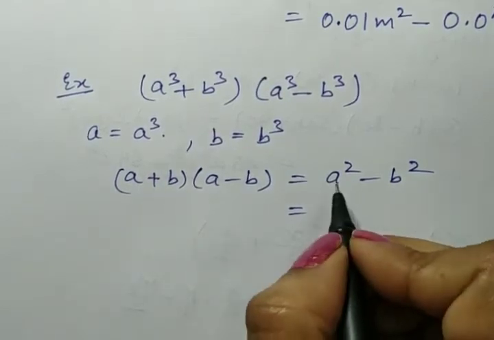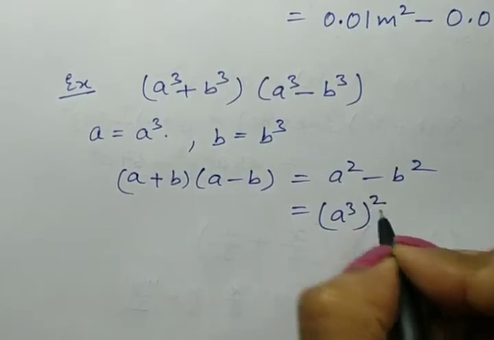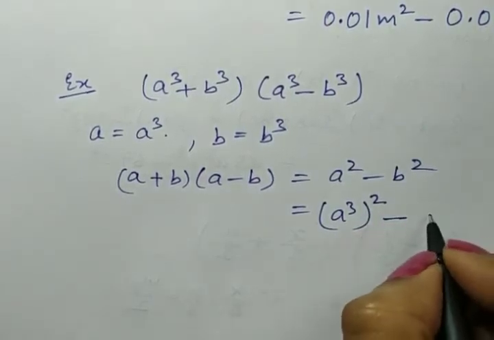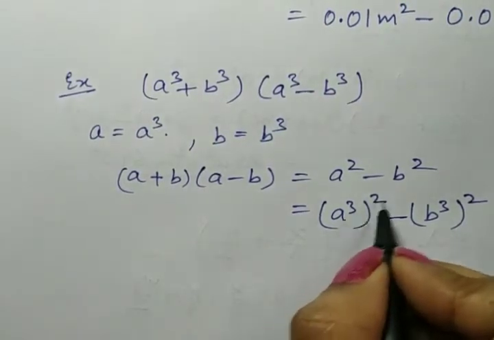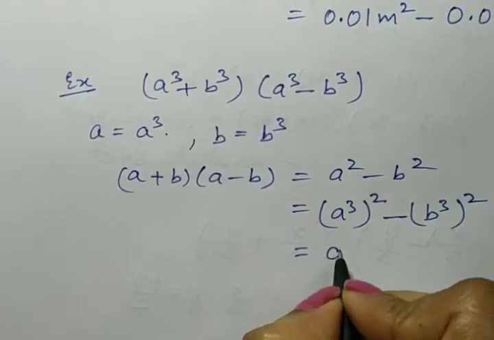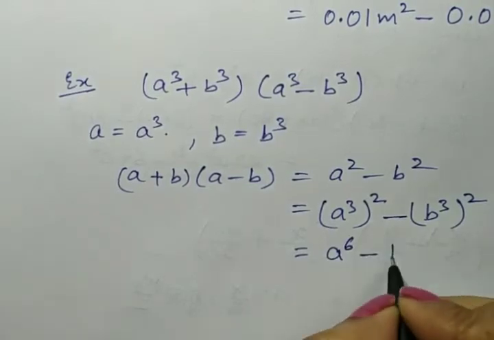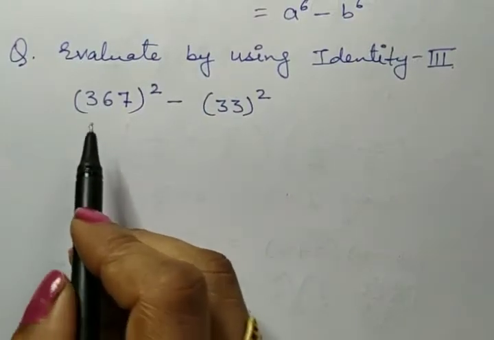Put the value of a, that is a cube, to the power 2, minus put the value of b over here, that is b cube to the power 2. हमें क्या करना होगा? इन पावर्स को मल्टीप्लाई करना होगा. So the answer will be a to the power 6 minus b to the power 6. Let's do one more question.